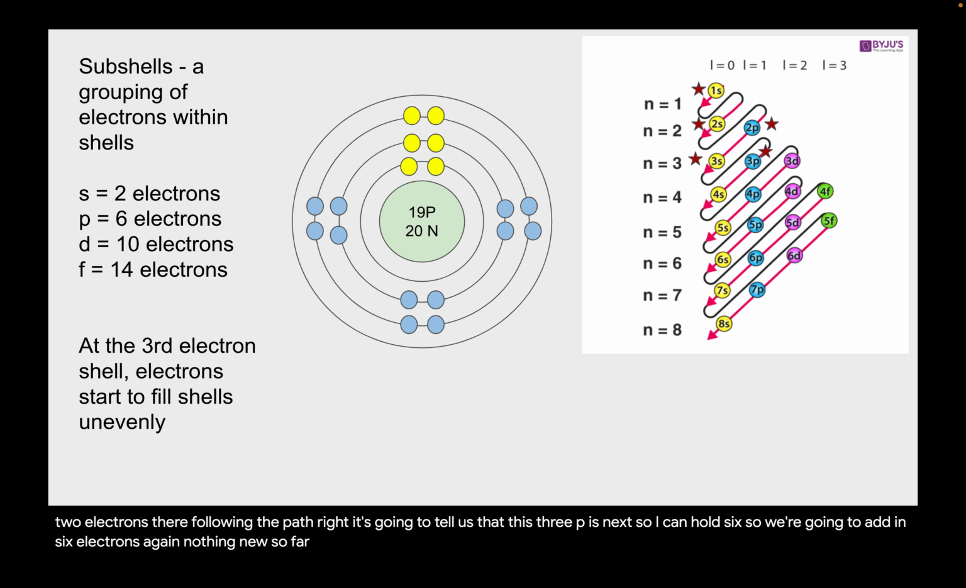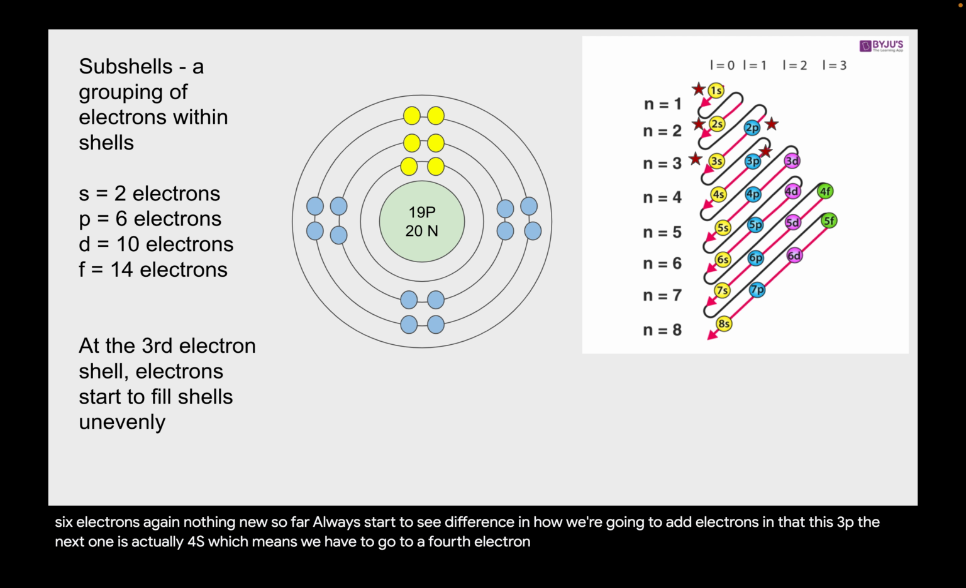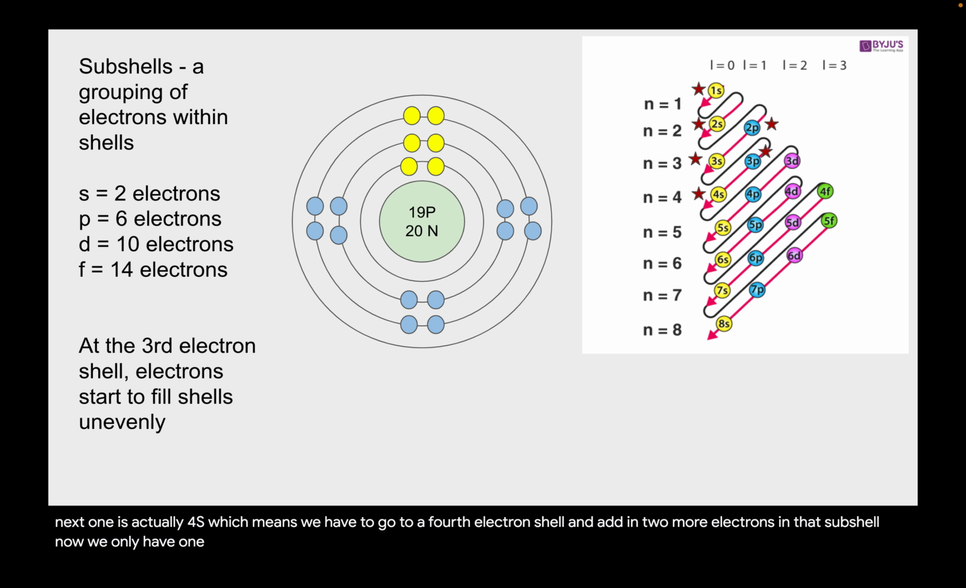All right. But now we start to see difference in how we're going to add electrons in that this 3p, the next one is actually 4s, which means we have to go to a 4th electron shell and add in 2 more electrons in that subshell. Now we only have 1 more remaining, so we're only going to be able to add 1 to that 4th electron shell.